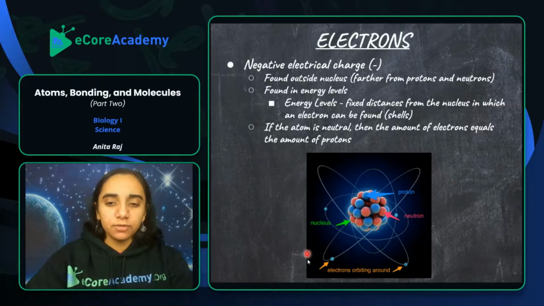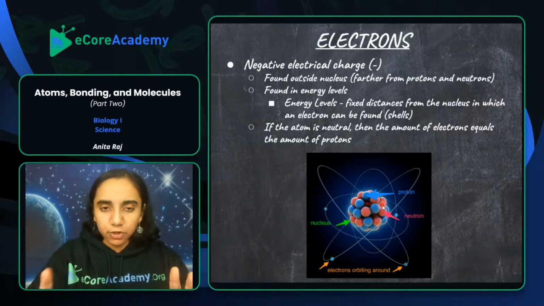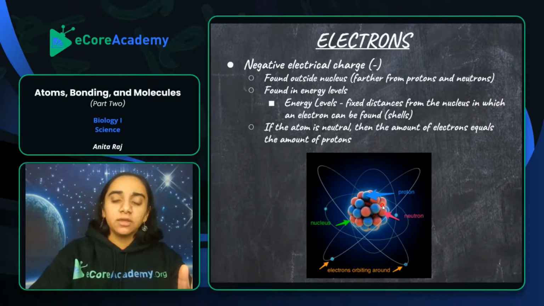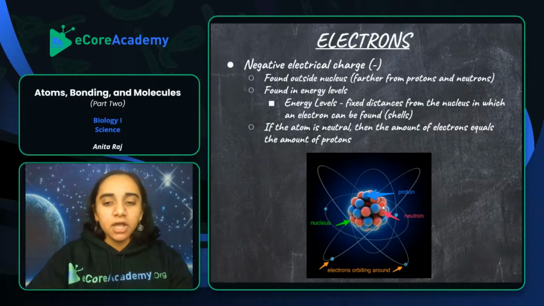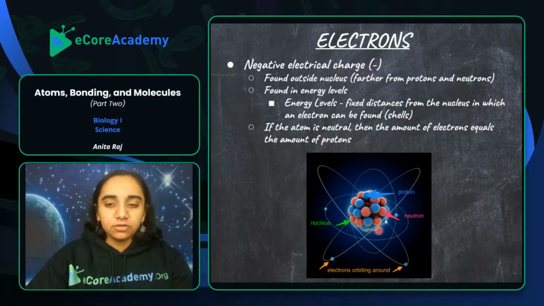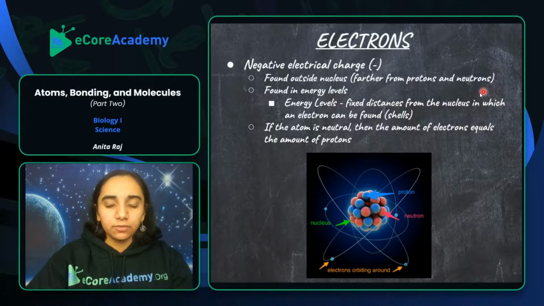So they go in these orbitals, or these disks that surround the nucleus where the protons and neutrons are found. And then remember, opposites attract. Because the electrons have a negative charge and the protons have a positive charge, the electrons will never leave the atom unless a chemical reaction occurs. They're attracted to the protons in the nucleus, and they will just keep orbiting the nucleus because of that attraction. So they're still found outside the nucleus, so they're farther away from the center.